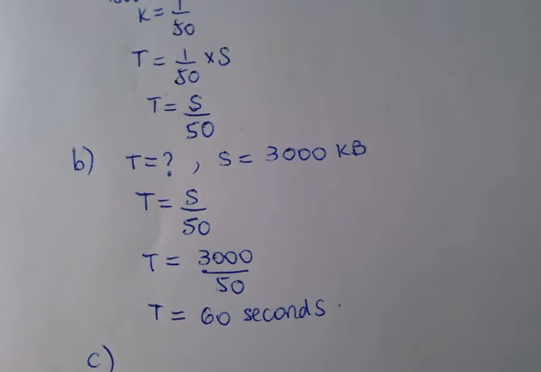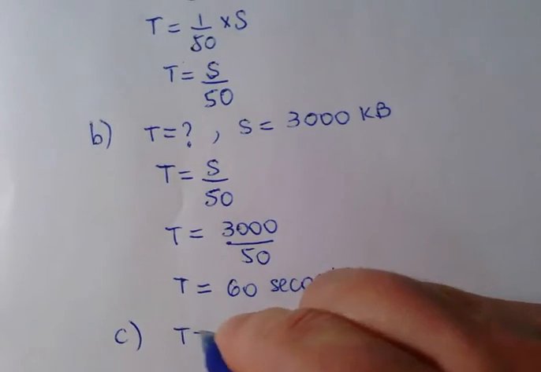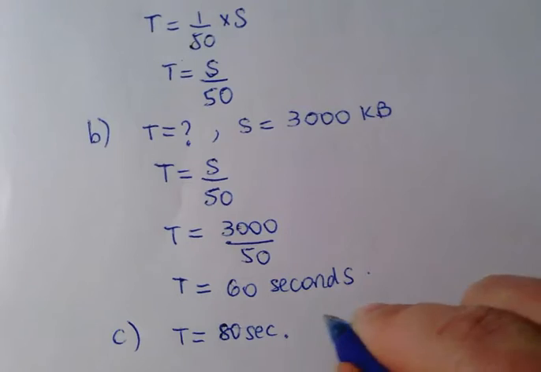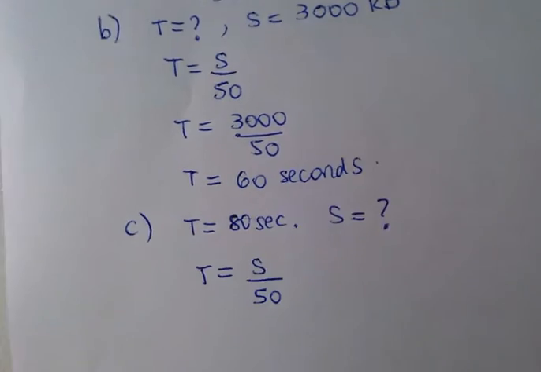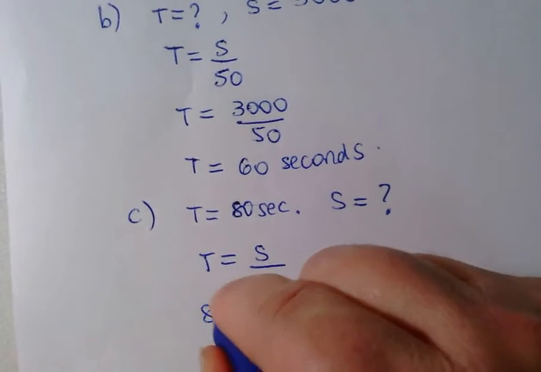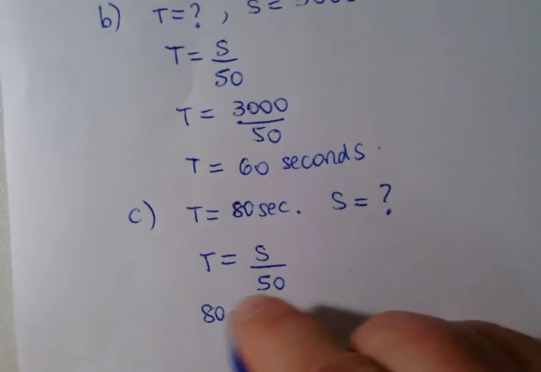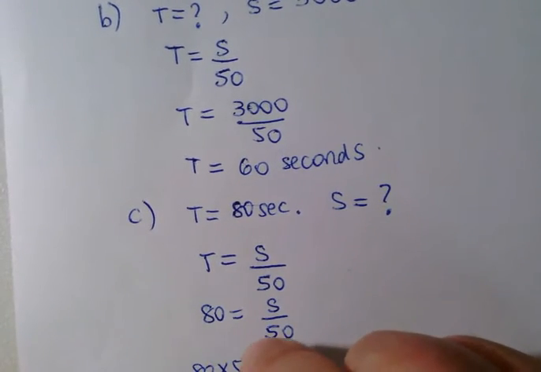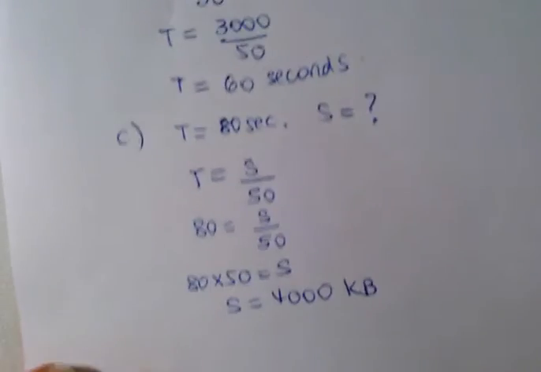And part C of the question says that a file took 80 seconds to download. What was its size? So if time is 80 seconds, the size of the file is question mark. Again, write out the formula. T equals s over 50. We're substituting t is 80, is s over 50, and to work out s, it will be 80 times 50. So therefore the size of the file is 4,000 kilobytes. Okay? All right.